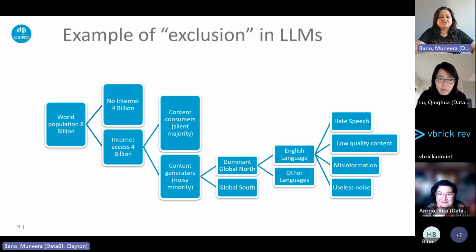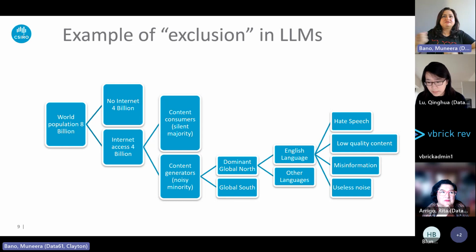English is the dominant language there, and whatever is available in that language is not of optimal quality to be used for training an algorithm that is to be set out to make decisions or to be employed in other scenarios, because of all the hate speech, low quality content, misinformation, and useless noise. So this is just a snapshot of data collection.